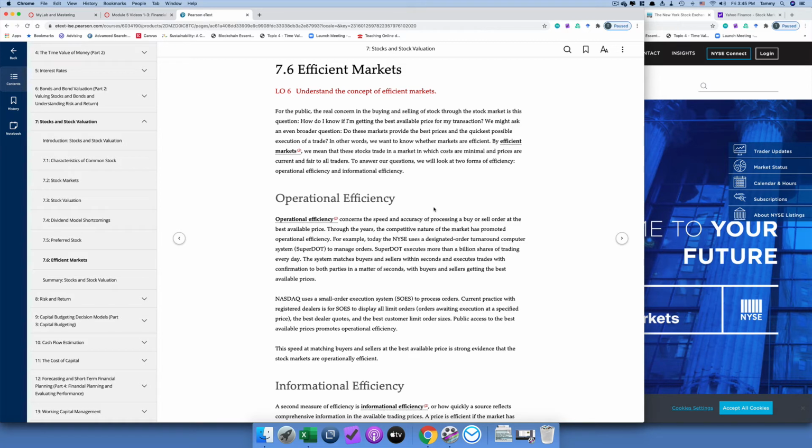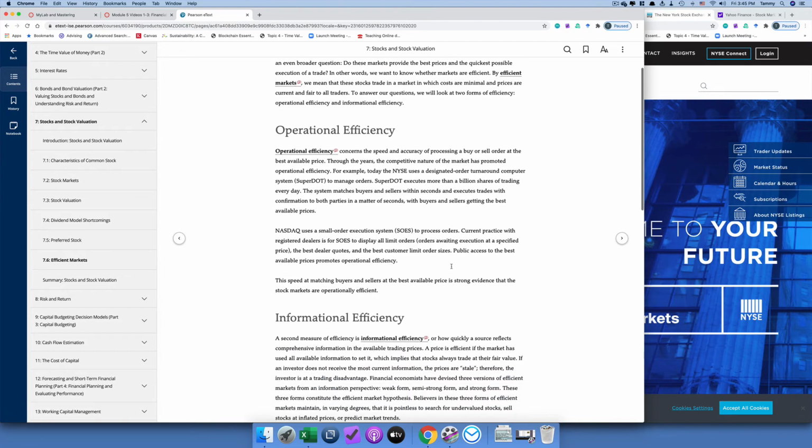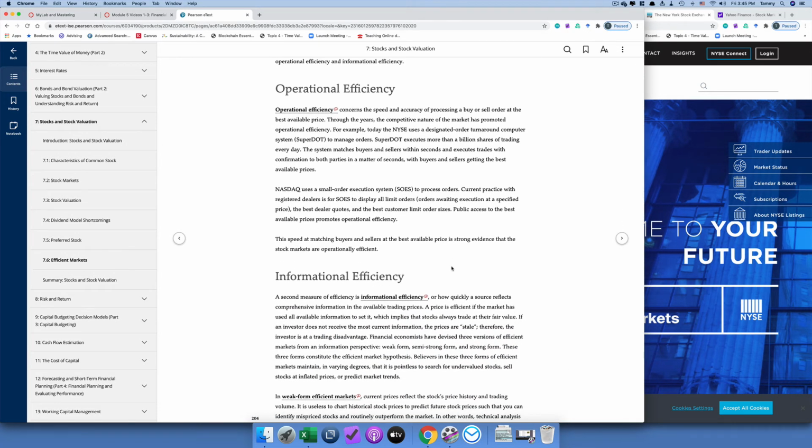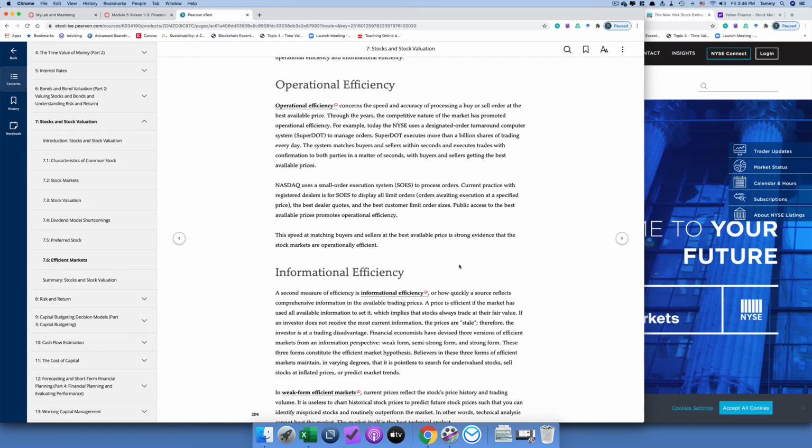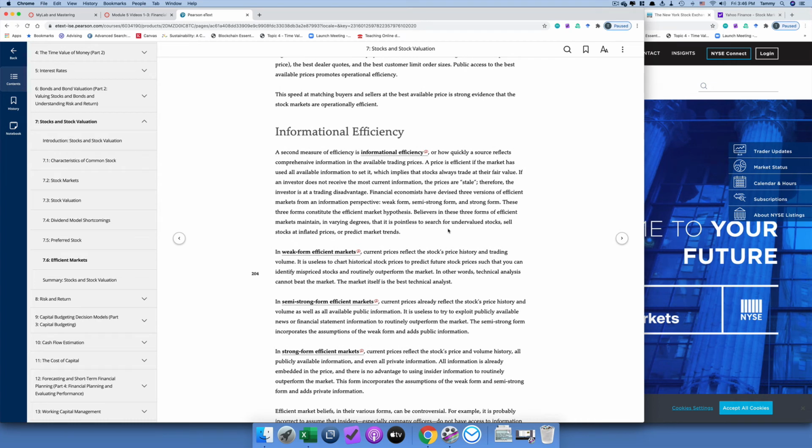Now, you cannot argue with the operational efficiency of a stock market. Those people have the best computer trading systems you can possibly imagine. They are operationally efficient. The question is, are they informationally efficient? Right? So as information becomes available, is all of it baked into the price of a stock instantaneously?